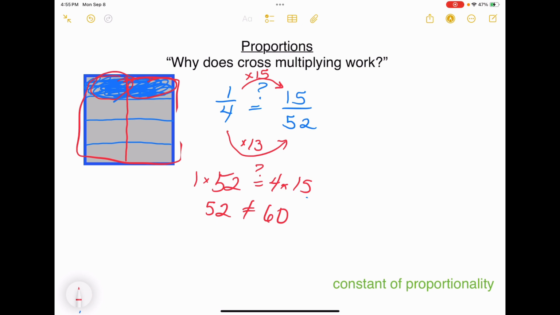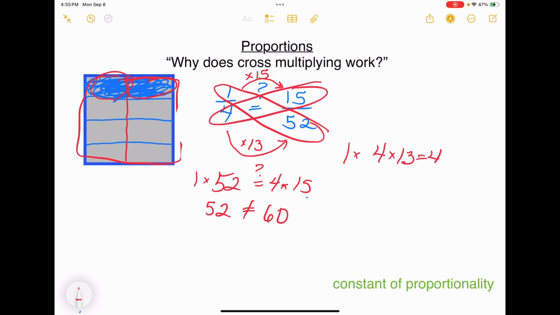And another way to look at it would be, where did that 52 come from? Well, it was 4 times 13. And where did the 15 come from on the other side? It was 1 times 15. So we have some things lining up. They both have a 1, they both have a 4, but because it's not a constant of proportionality that's the same, we don't get to equal totals. 52 is not the same as 60.